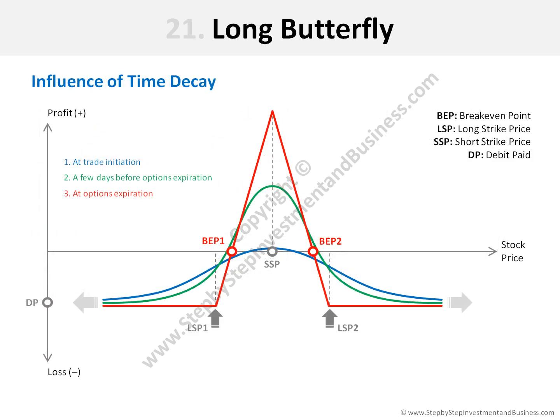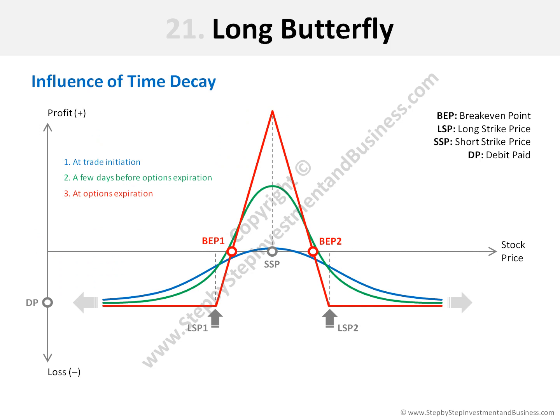In this graph, we can see the influence of time decay on the position. On the vertical axis, the profits and losses of the position are indicated, and on the horizontal axis, the stock price is indicated. The blue curve indicates the profits and losses at trade initiation.